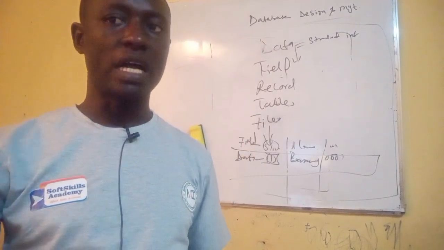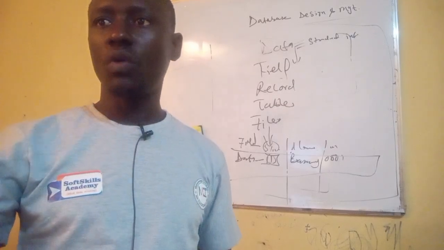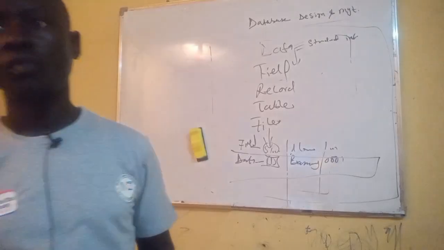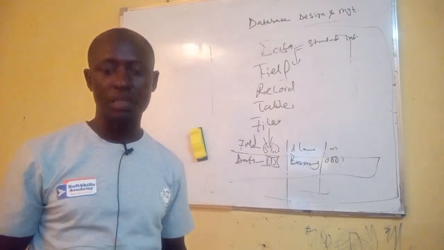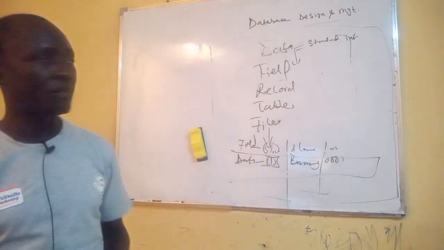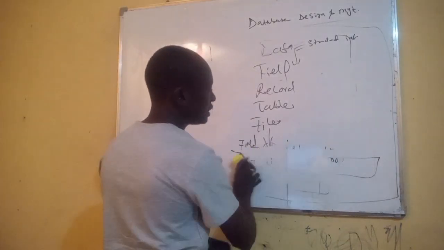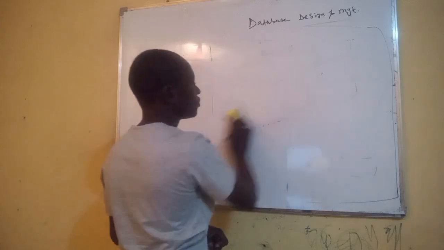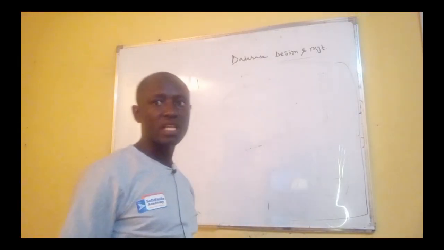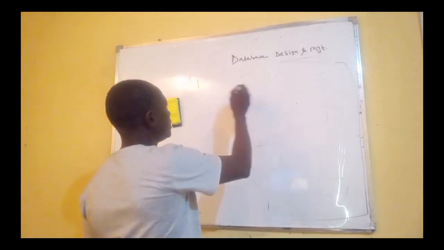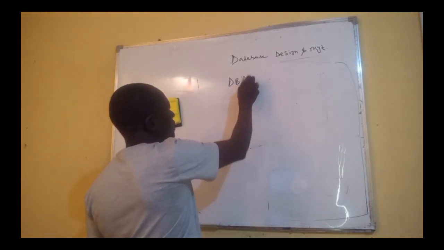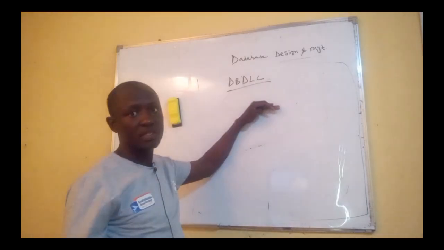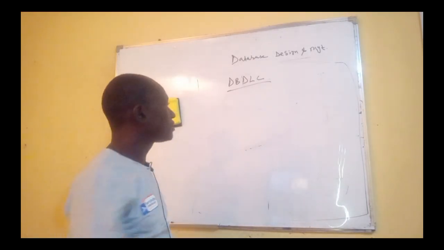The next one we are going to look at is what we call the database life cycle. The database life cycle is the process you follow in order to create a database. Let's work on this, the database development life cycle. The first thing you are going to have in this database development life cycle is establishing requirements.